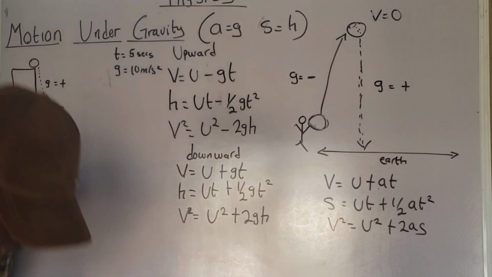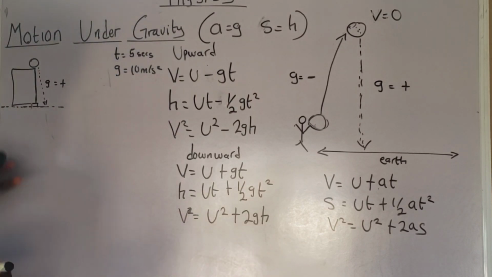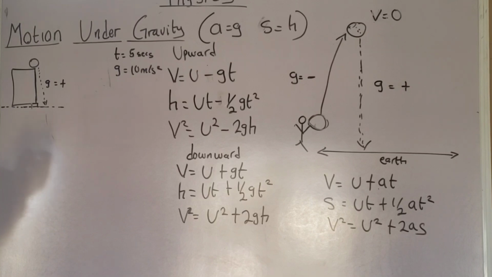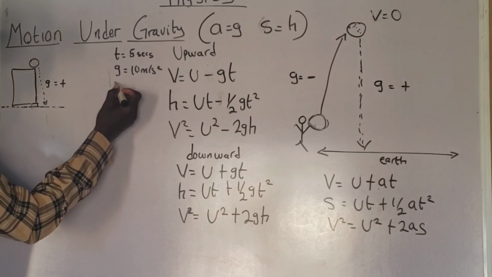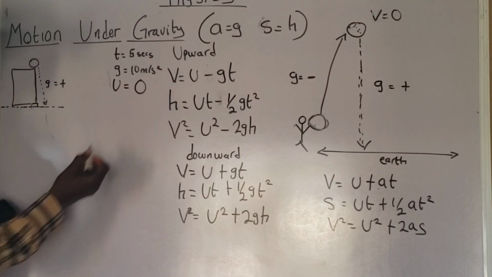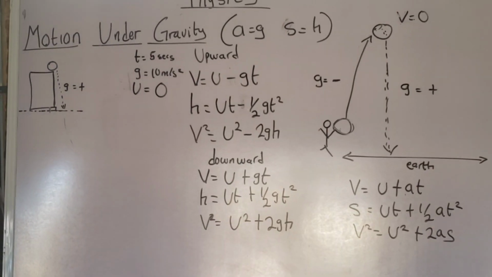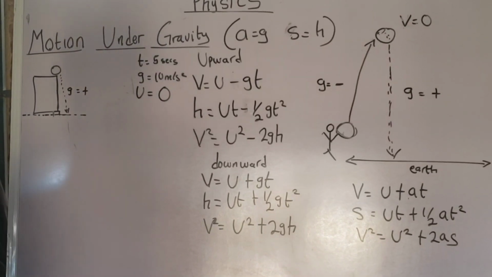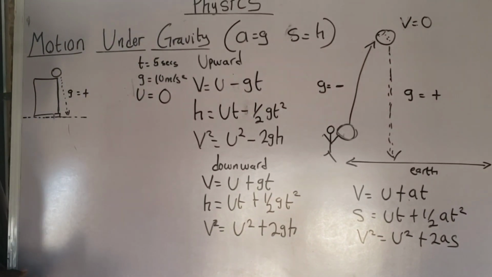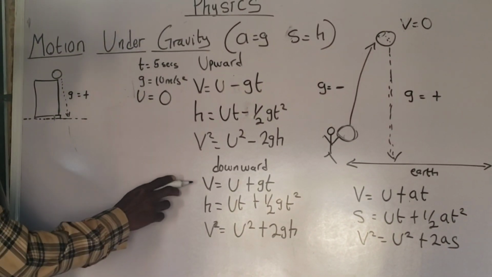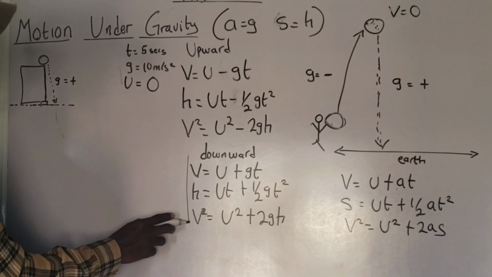So because the ball is being released from this height, the initial velocity of that body will be 0. That means I'm going to have u equals 0. Now we can easily determine the final velocity after 5 seconds. We are going to use the downward equation of motion under gravity. We are going to use one of these equations.